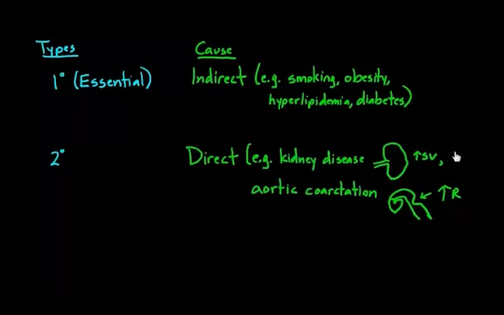So these are direct causes of hypertension, which is slightly different than the indirect causes I wrote above, the smoking, obesity, because there's no clear direct mechanism in any of those things. They're just more general risk factors. So this is how we kind of divvy up the two groups. And we say, okay, if you have one or the other, then you're in the primary or secondary group.